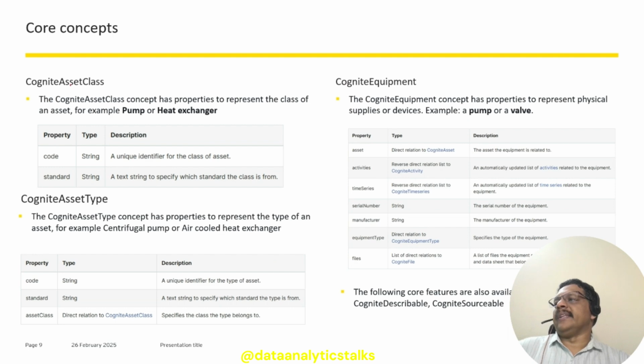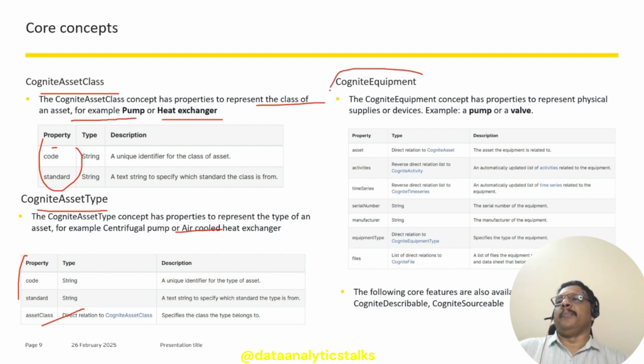Then we have the Cognite asset class and Cognite asset types. It represents the class of asset, for example, a pump or heat exchanger. It has the properties called code or standard, and the asset type. Again, it is the type of the asset. It has a code, standard, and asset class.